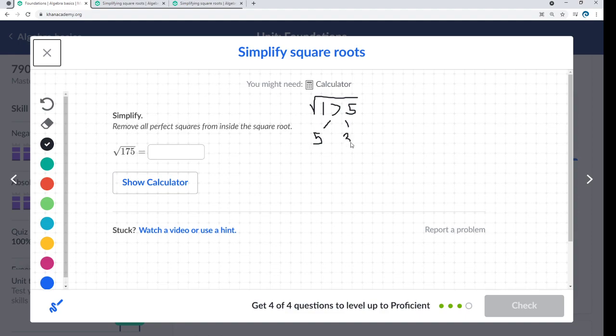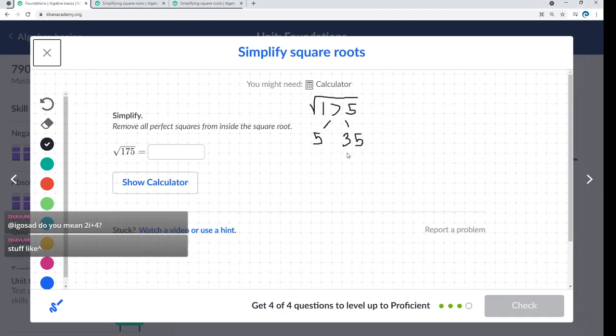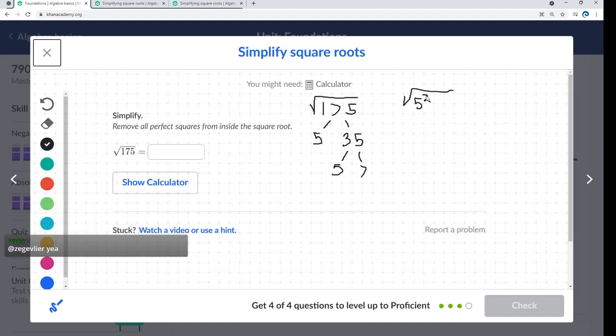And 35. Right. And then 35 divided by 5 is 7. So we have 5. We have 7. So we go back up here, start over, and we have 5 to the second times 7.